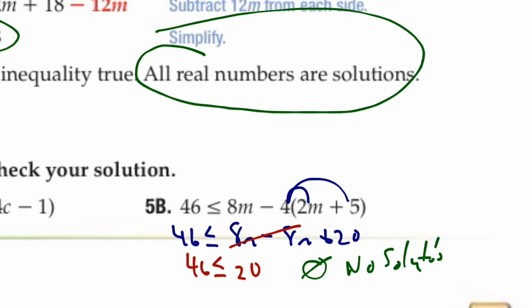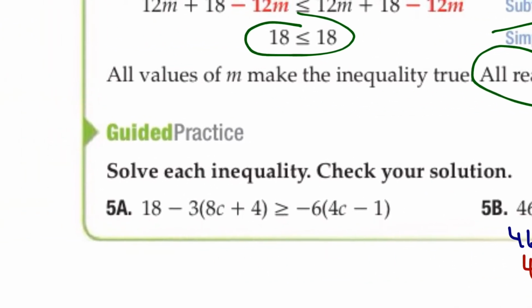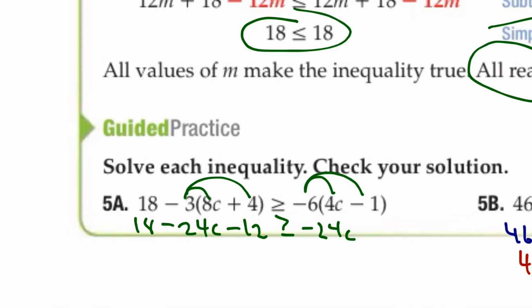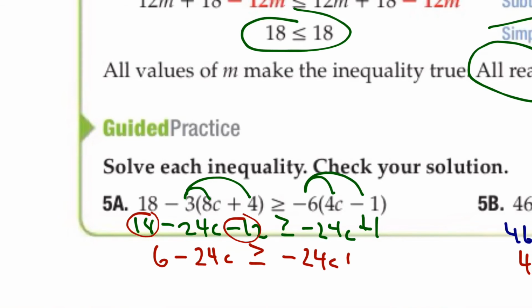That's not true. 46 is bigger. Last one. I get 18 minus 3 times 8, 24c. 3 times 4 is negative 3 times 4, negative 12, greater than or equal to, negative 6 times 4 is negative 24c. Negative 6 times negative 1 plus 1. Now, let's combine like terms. 18 minus 12, see that? 18 minus 12 is 6 minus 24c, greater than or equal to negative 24c plus 1.